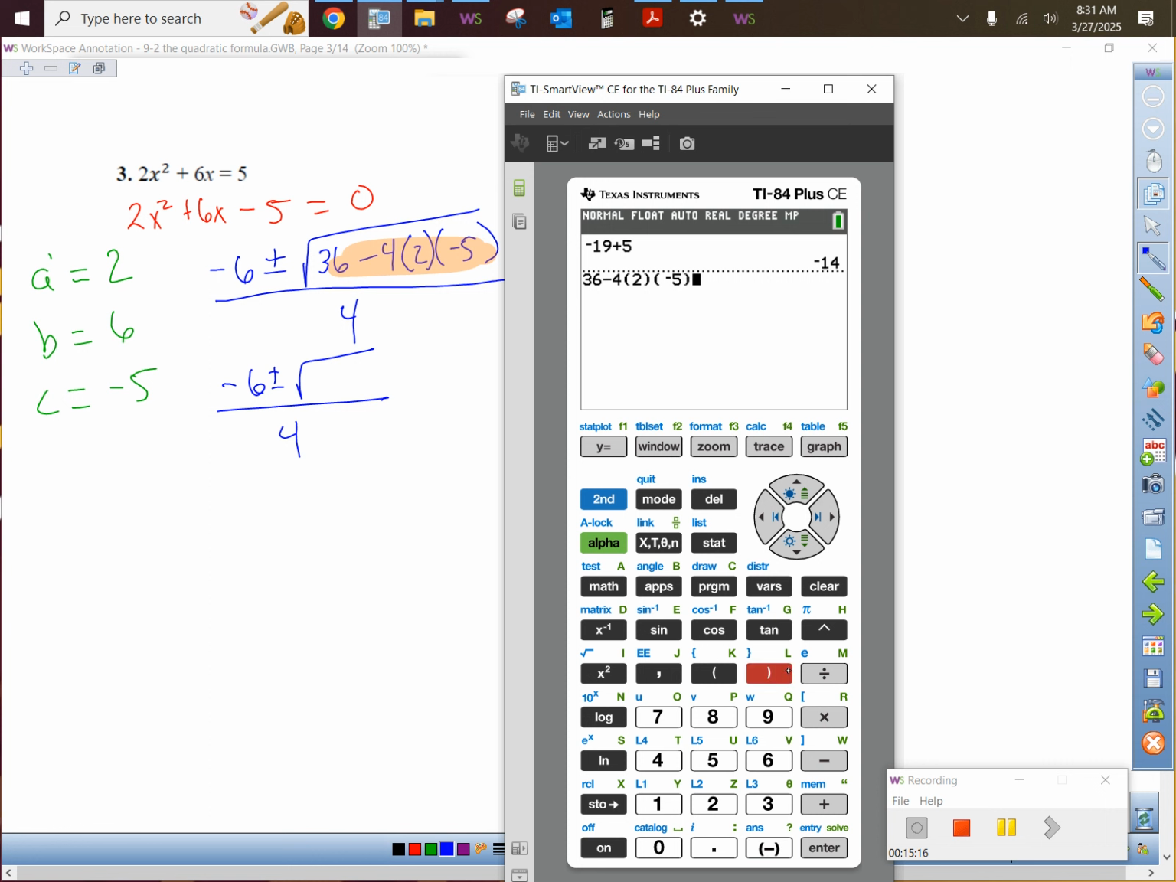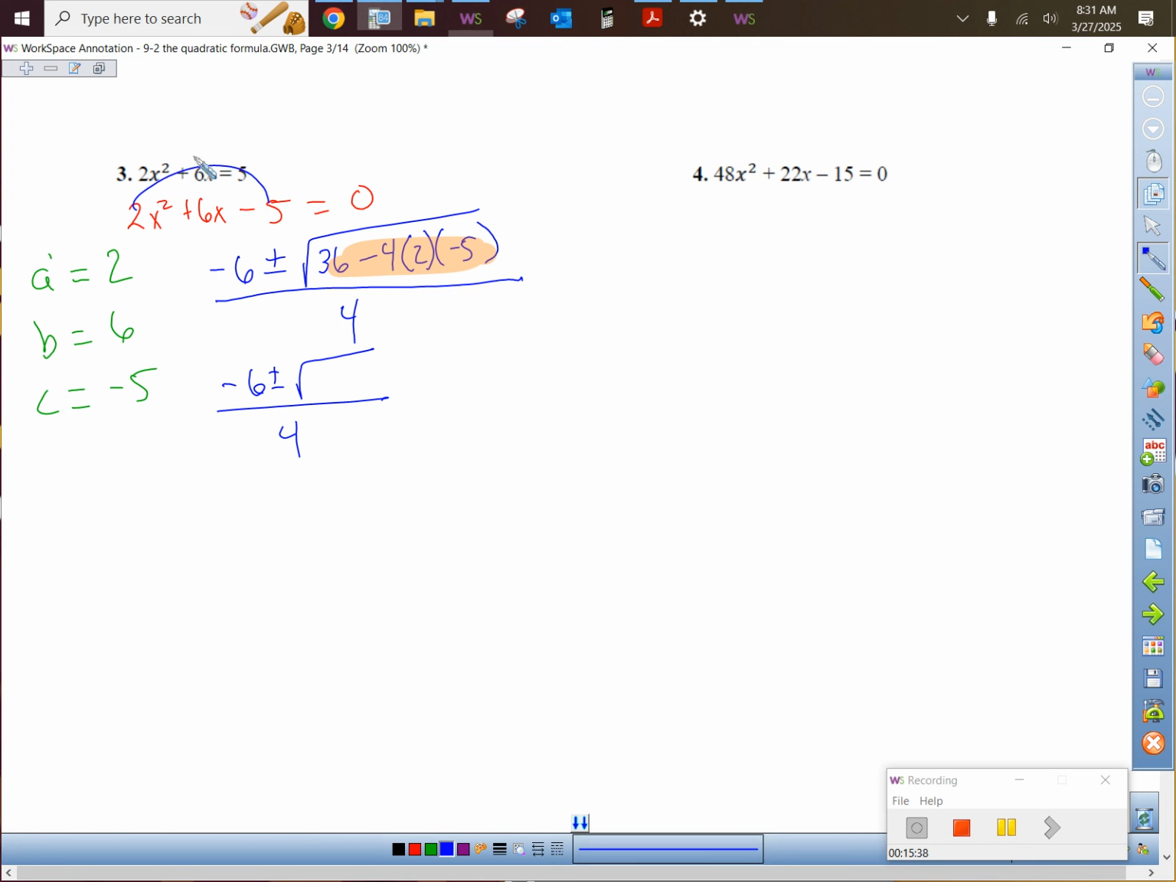And what did we get this time? 76. Ooh, here we go. Is that a perfect square? Nope. Means we could not have factored this, right? If we would, we'd have to frowny face factor. It would be multiply those together, get negative 10. Find two numbers that multiply together to be negative 10 and add together to be 6. Couldn't do it.